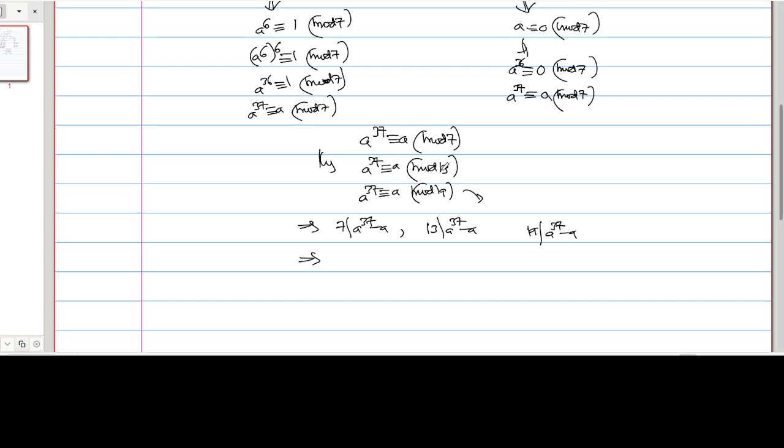But you know the fact that the product of divisors is a divisor provided they are relatively prime. So 7 and 13 are relatively prime. Therefore, their product also divides a power 37 minus a, and this is 91. 91 divides a power 37 minus a. Again, 91 and 19 are both relatively prime. Therefore, their product also divides a power 37 minus a. Therefore, 1729 divides a power 37 minus a. That means a power 37 is congruent to a modulo 1729. So this is the answer.